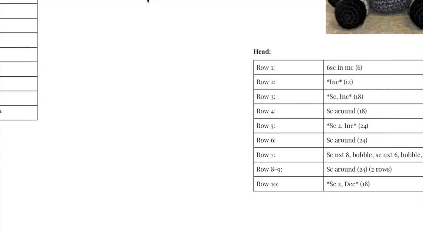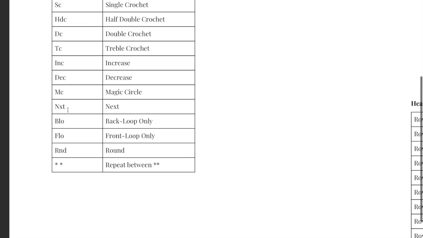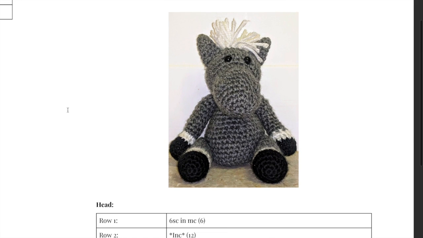So my pattern starts off with just a little list of abbreviations that will be used throughout the entire pattern. Alright, so here's the first part. This portion is for the horse, because this pattern comes with the instructions for not only the horse, but each of the holiday hats that you saw in the previous picture.